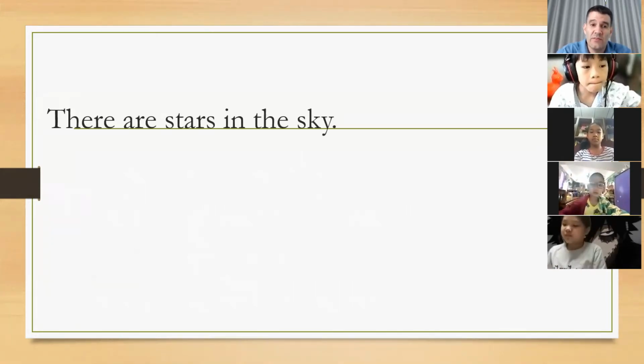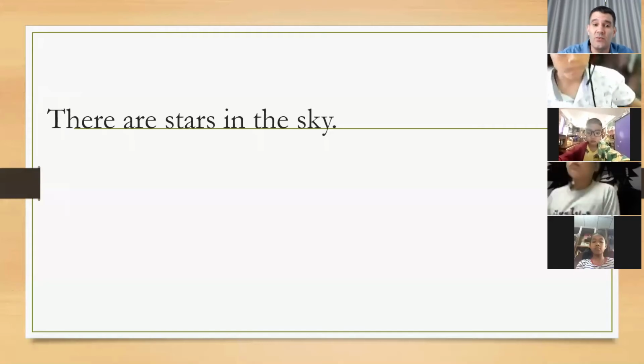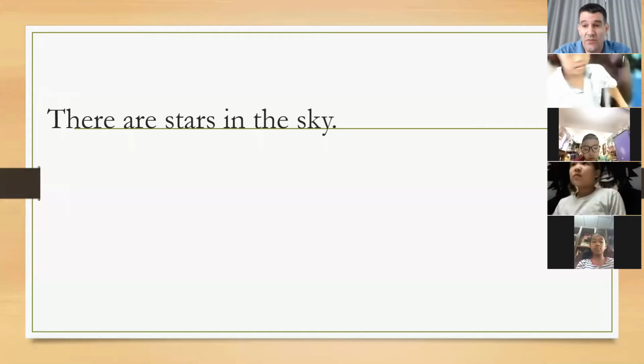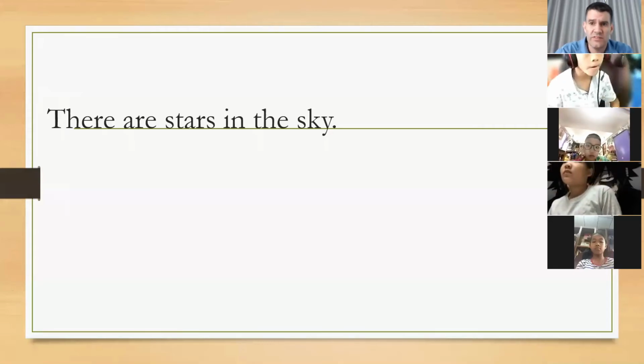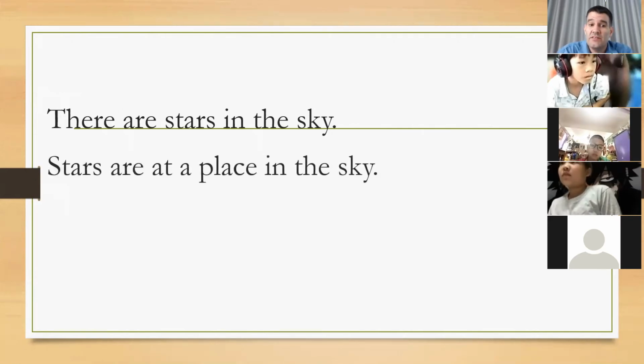So I give you some more examples. So there are stars in the sky. At night, if you look in the sky, you can see stars. They have no owner. Nobody owns the stars. They are just there. Stars are at a place in the sky, same as this. So they are somewhere.